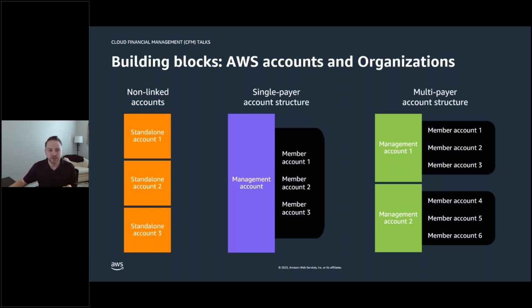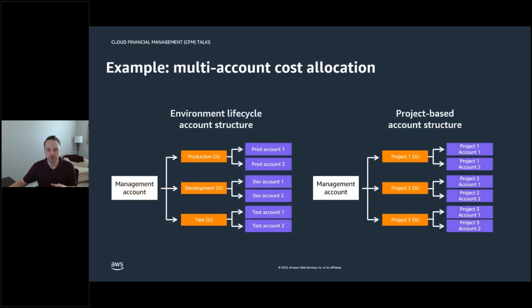So let's take a look at a couple of examples of single payer and multi-payer account structures here. The organization on the left is grouping accounts by application lifecycle or environment. You may have different environments today where you keep your development separate from test, and it's pretty common to do that from a governance perspective. It's also common to do so from a cost perspective. You want to keep your R&D costs separate from your production costs. The organization on the right is grouping cost by project rather than environment. So if we have discrete projects where we may need to be able to report on or charge back those costs very clearly, we have it structured that way.